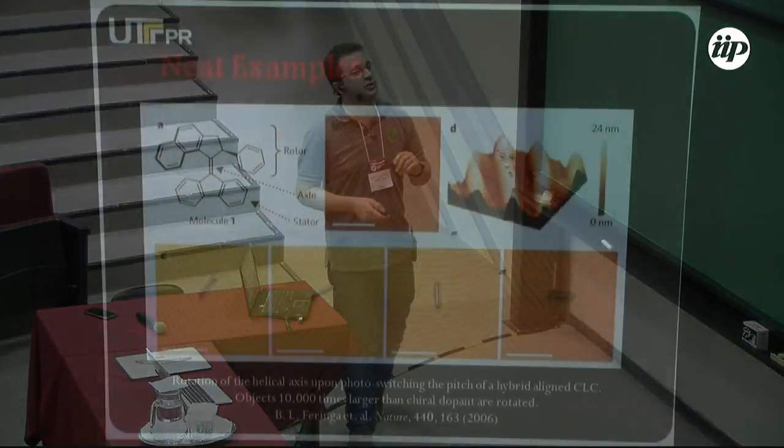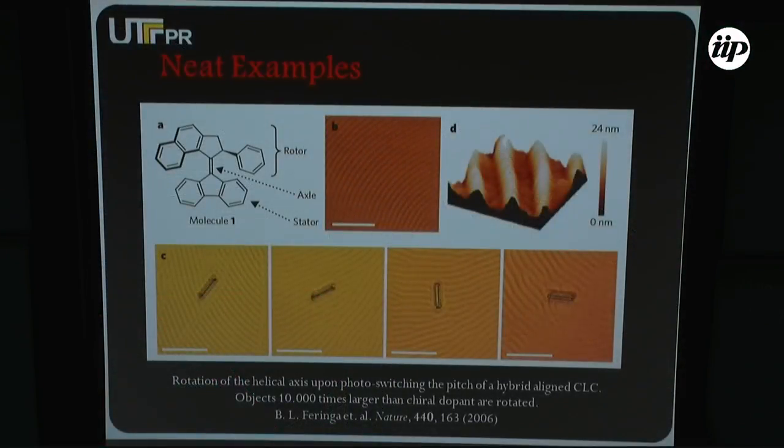Before I go to my work, I'm going to show some very interesting examples here. I'm not sure if you guys are aware of this paper. It was published in 2006 by the Feringa group. It's a Nature paper. It has just one page, and the last time I checked, it has over 600 citations.